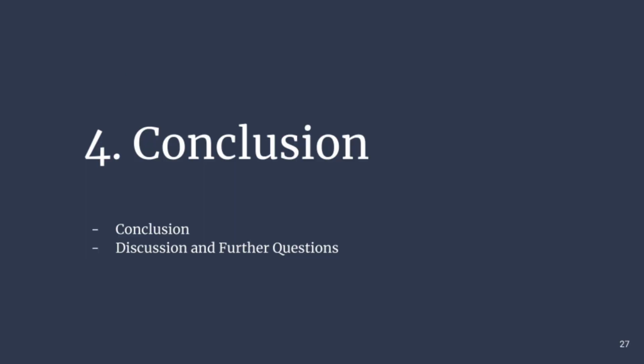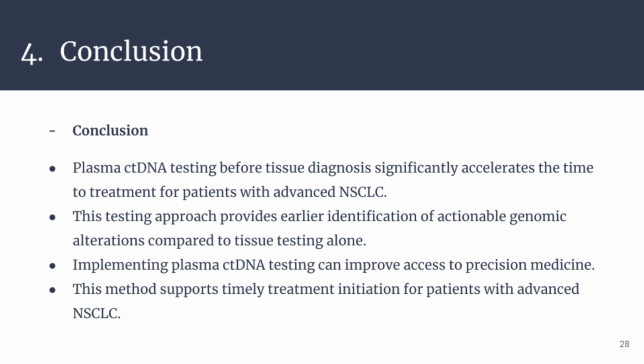Finally, I will talk about the conclusion and further questions. The study concluded that plasma ctDNA testing before tissue diagnosis significantly accelerated the time to treatment and provided earlier identification of actionable genomic alterations compared to tissue testing alone. This approach has the potential to improve access to precision medicine and timely treatment initiation for patients with advanced NSCLC.